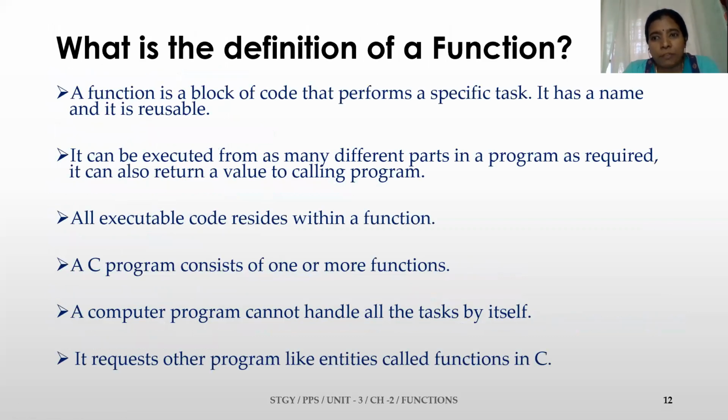So what is the definition of a function? After seeing so many advantages, it becomes important for us to understand how we define a function. A function is a self-contained block of code that does a specific task. In other words, a function is a block of code, a set of instructions that performs a specific task. It can be used in many ways. All executable code resides within a function. Whatever you want to write, you have to write it inside a function. A C program permits you to use more than one function. You may or may not use a function, but if you do, you can use more than one.